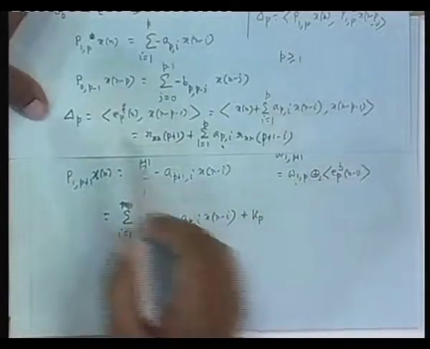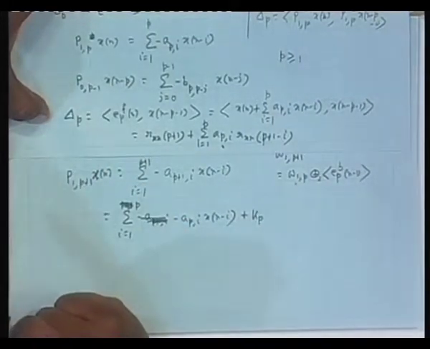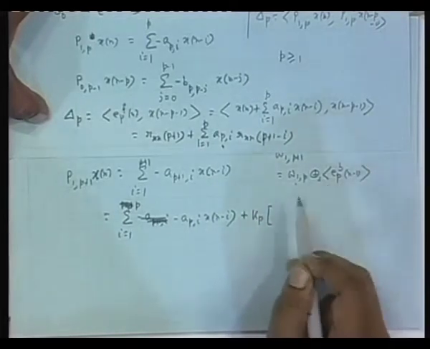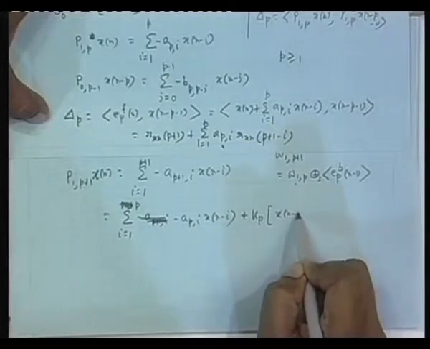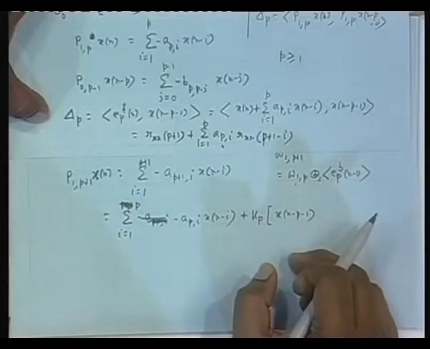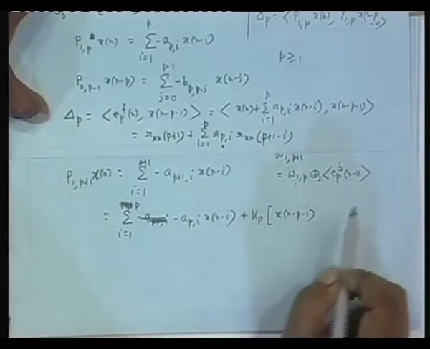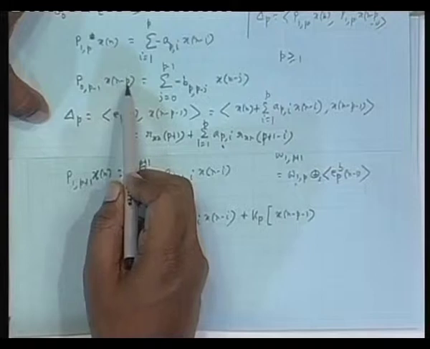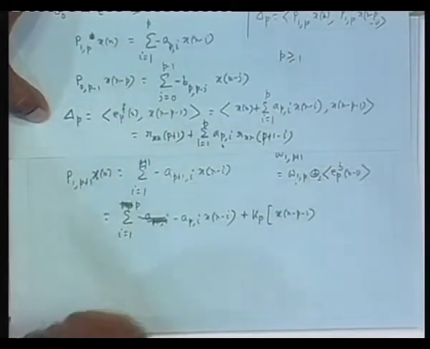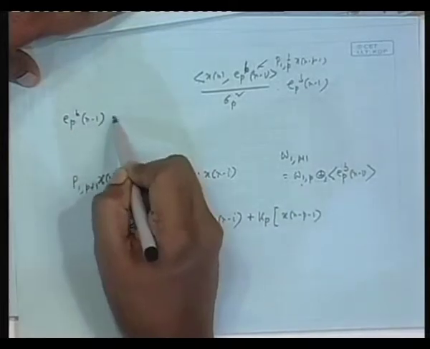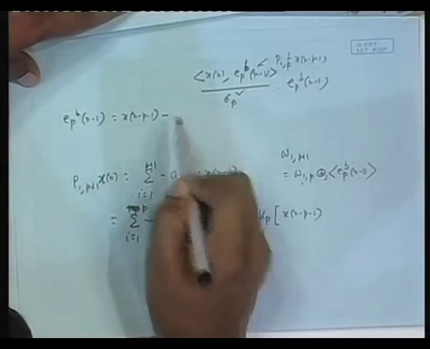and what is this fellow? This fellow is error, isn't it? Error means x n minus p minus 1, this is the original one, minus the error. That error was what? In this expression instead of n minus p, it will be n minus p minus 1. What is EPB n minus 1? That is nothing but x n minus p minus 1 minus the projection.